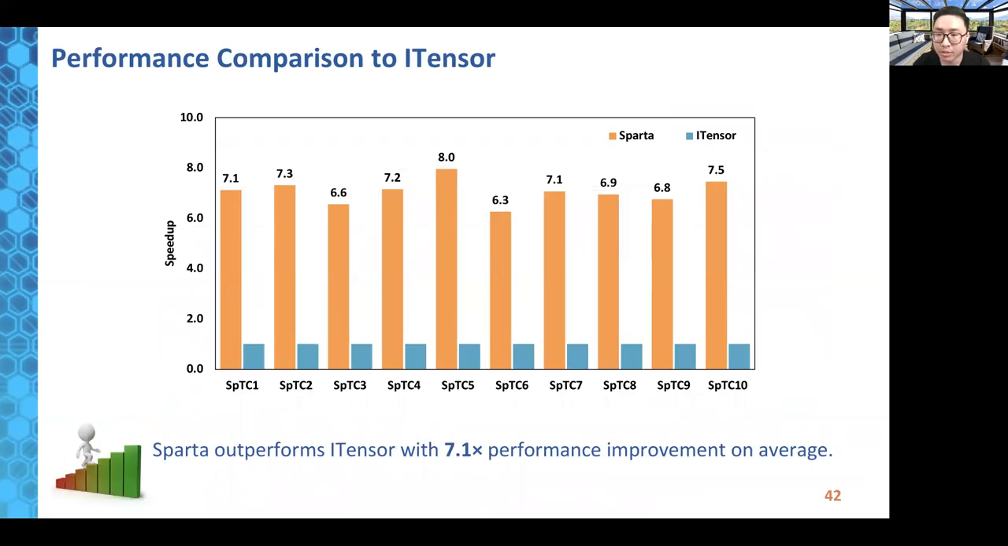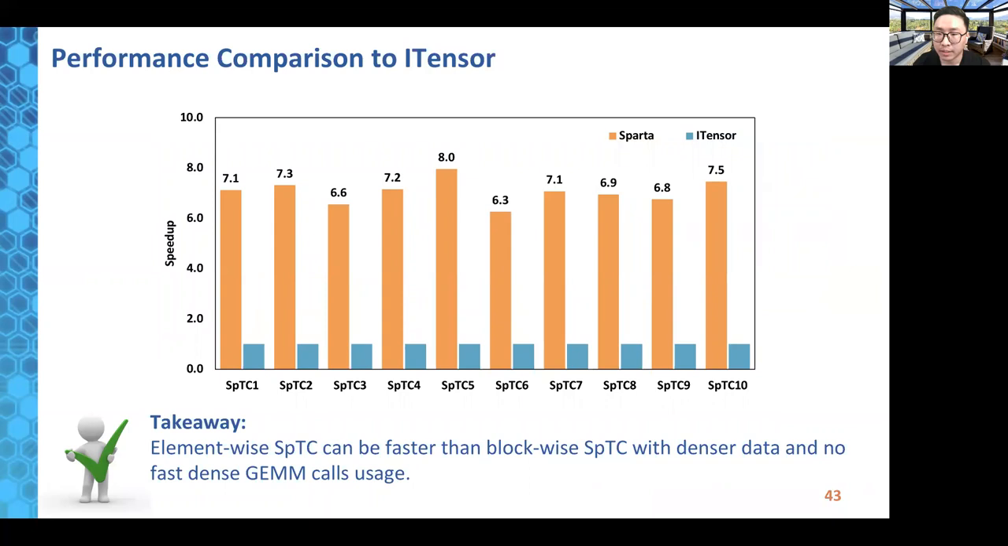This experiment shows that Sparta achieves 7.1 times speedup on average compared to iTensor. The takeaway message here is that element-wise sparse tensor contraction can easily beat block-wise sparse tensor contraction, even on denser data and with fast dense GEMM usage.